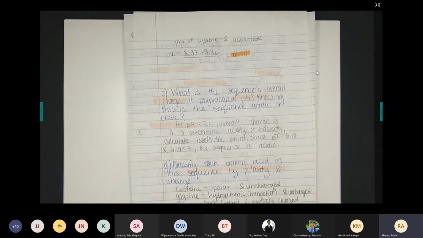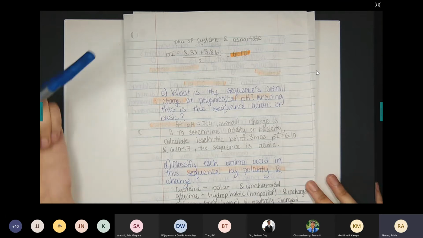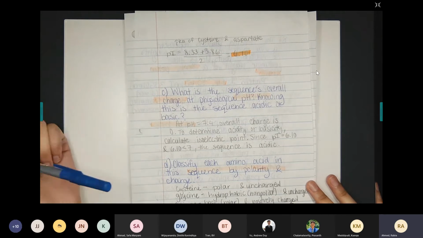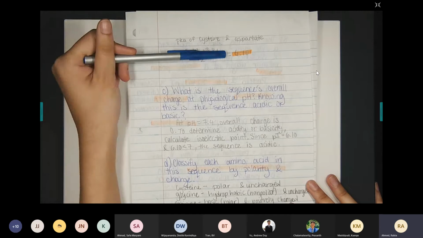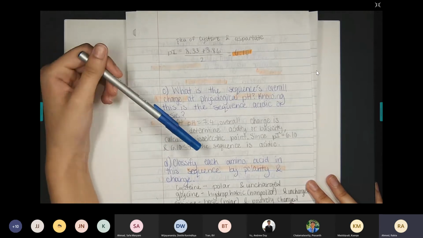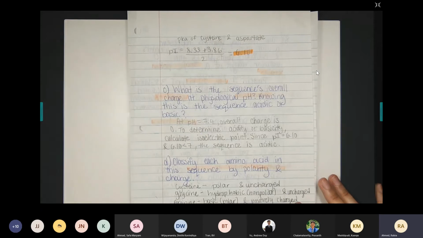And so C is: what is the sequence's overall charge at physiological pH, and is the sequence acidic or basic? At a pH of 7.4, the overall charge is 0. To determine acidity or basicity, calculate the isoelectric point, which is 6.10. And since 6.10 is less than 7, the sequence is going to be acidic. So remember, if the pH is less than 7, then it's going to be acidic, and if it's greater than 7, then it's going to be basic.